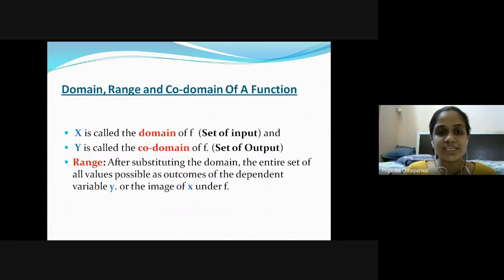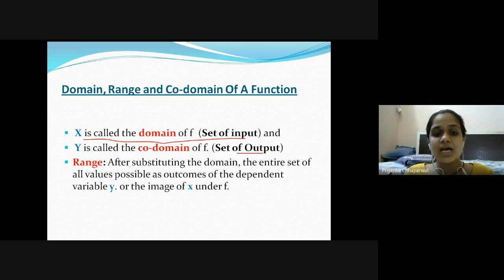Then what are the domain, range and codomain of a function? We have studied the domain, range and codomain of a relation, and it is different from the relation. First, what is the domain? X is called the domain of F, the set of input. Whatever set of input you have is known as the domain. Y is called the codomain of F, the set of output. It is always fixed. Whatever your set of input, it is your domain, and your set of output is your codomain. Then what is the range?